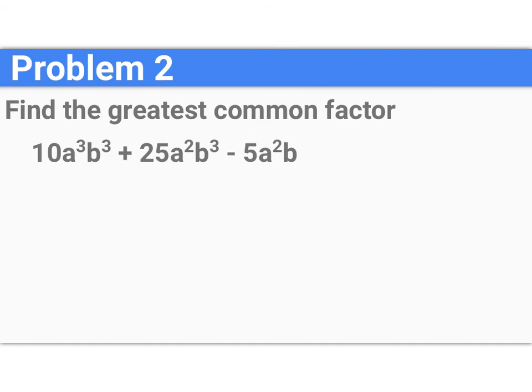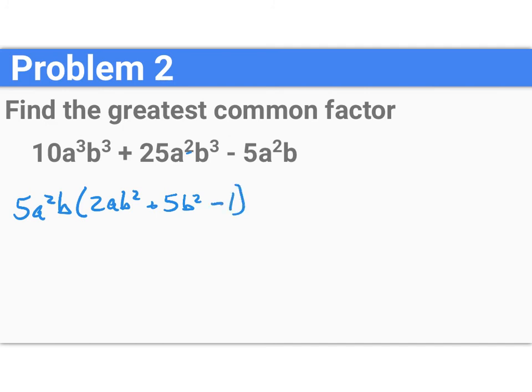So what am I taking out here? 5, and what is the lowest? A squared, and then b to the first power. 10 divided by 5 is 2a, b squared, plus 5, b squared, minus a squared b, minus 1.